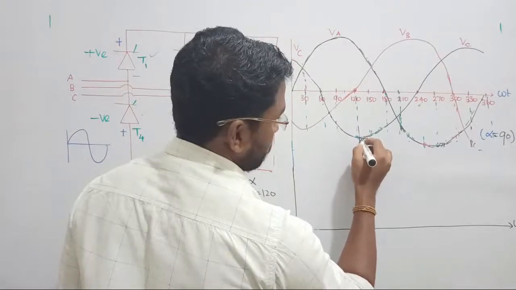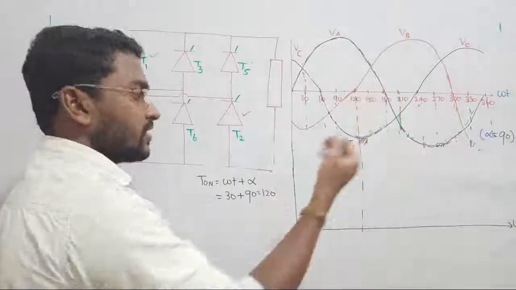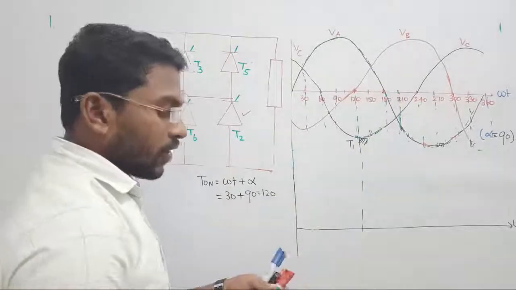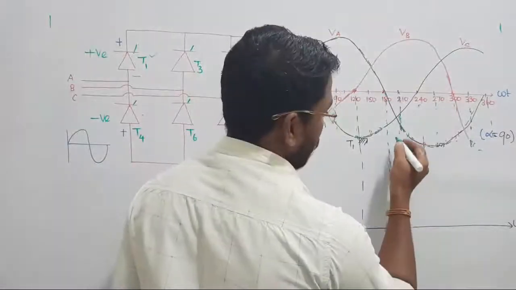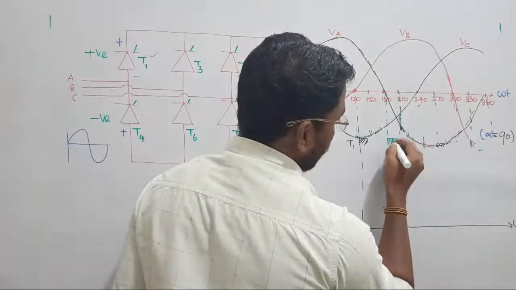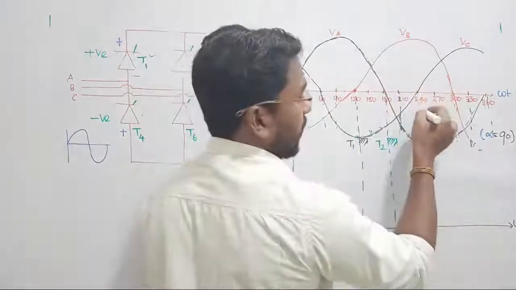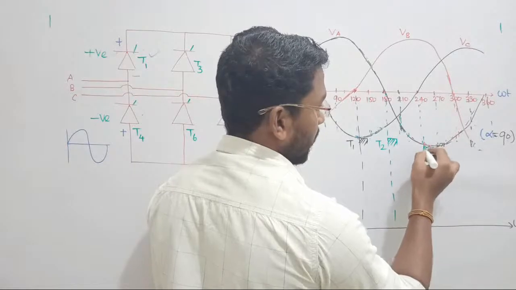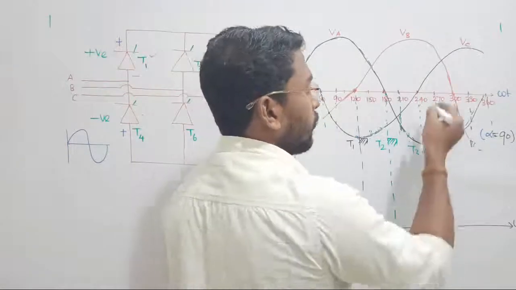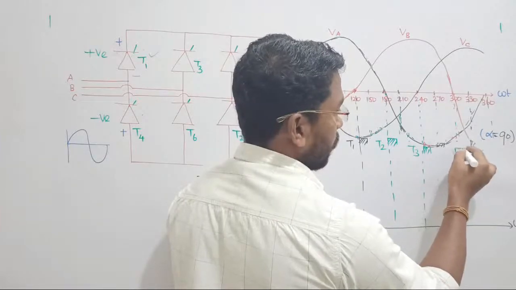Let us make it possible, right? Thyristor T1 will be triggered here. Immediately after 60 degree, thyristor T2 will be triggered, right? So let us see. At omega t equal to 180, thyristor T2 is going to be triggered. Again, from here after 60 degree at 240, thyristor T3 is going to be triggered. Again from 240 after 60 degree at 300, thyristor T4 is going to be triggered.